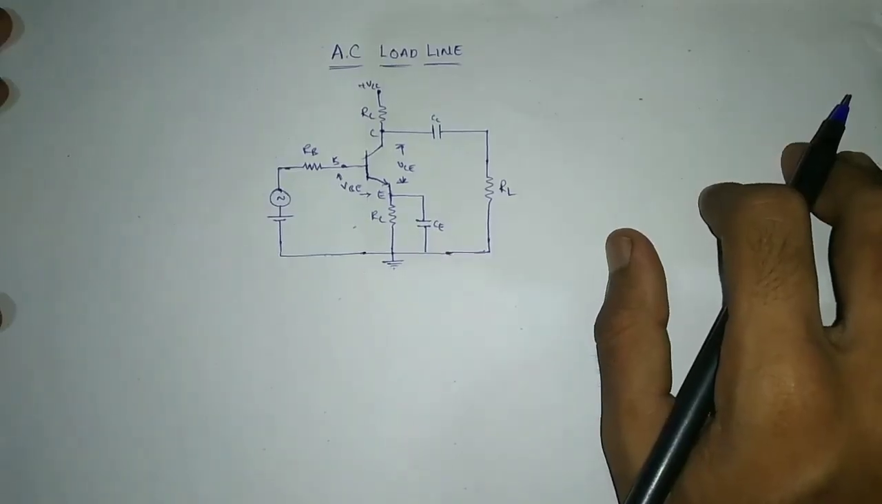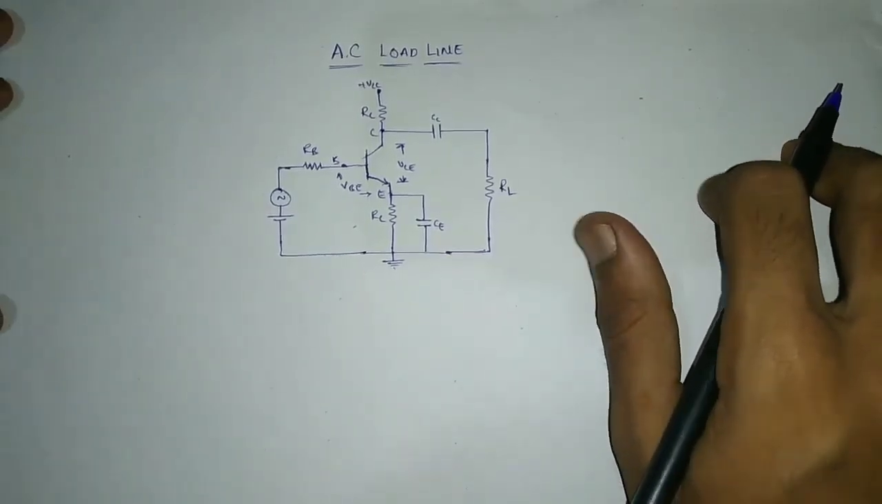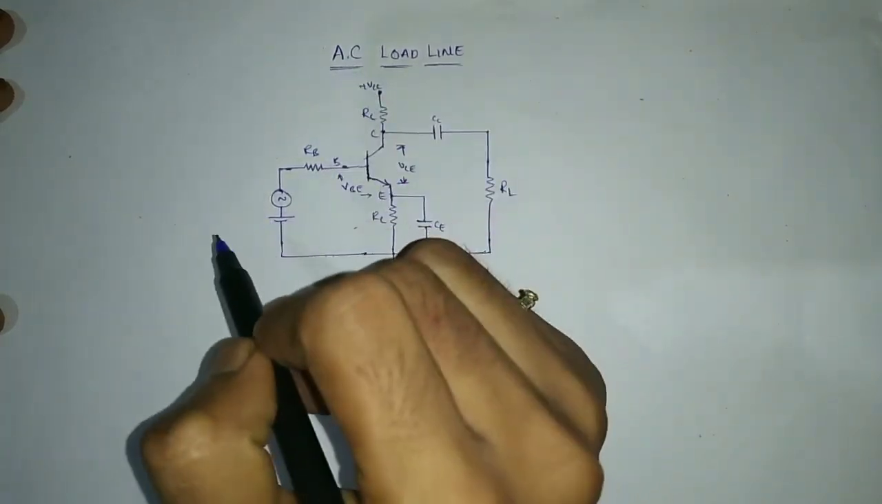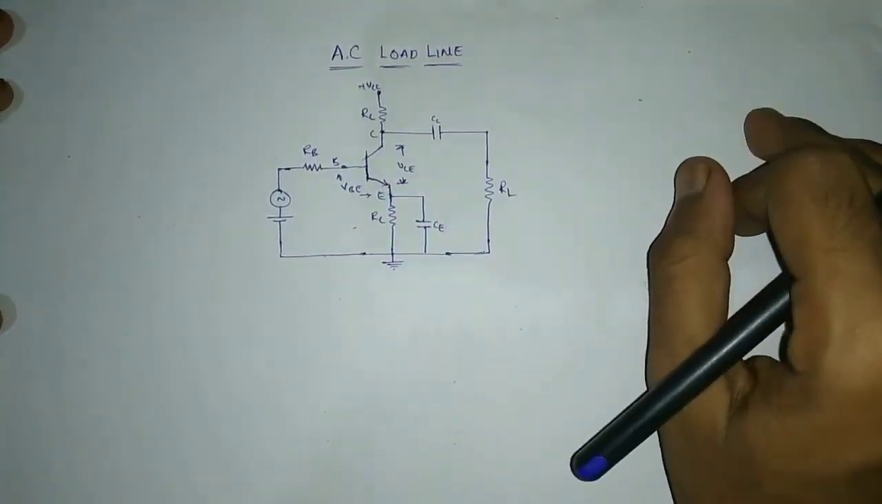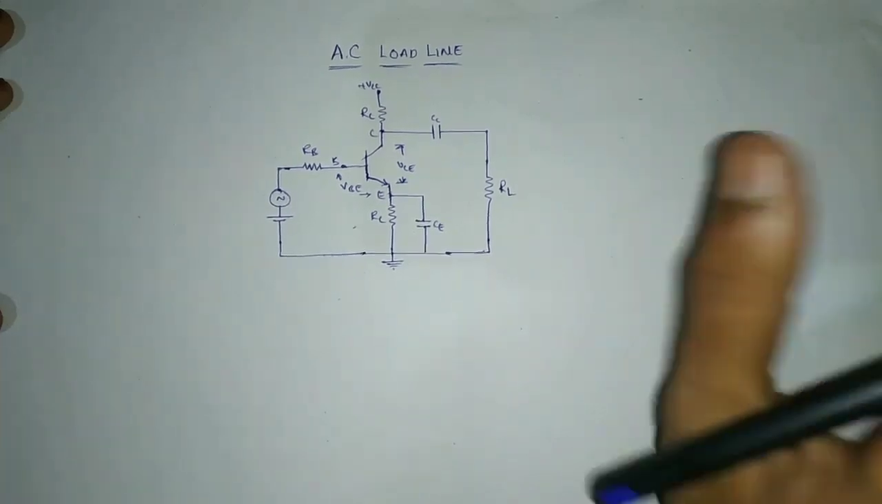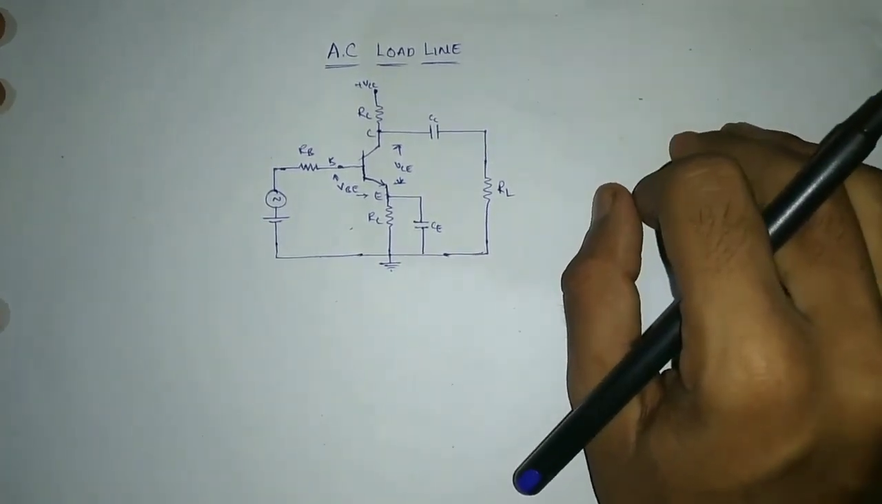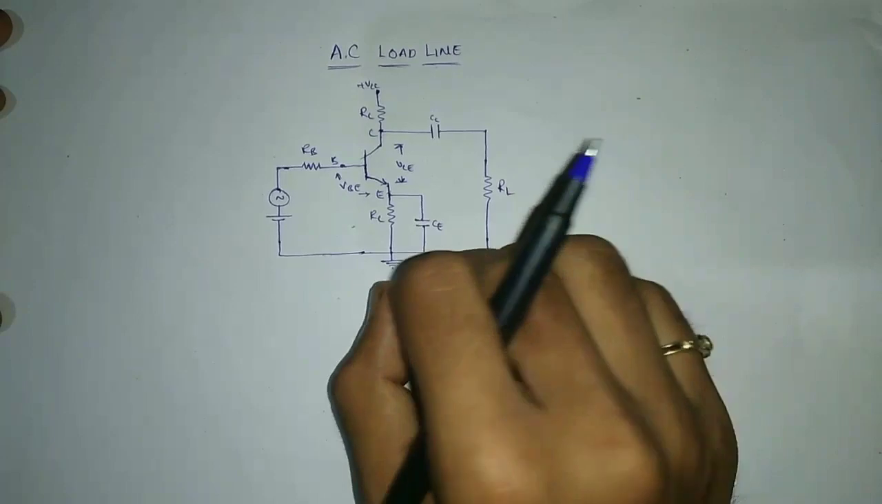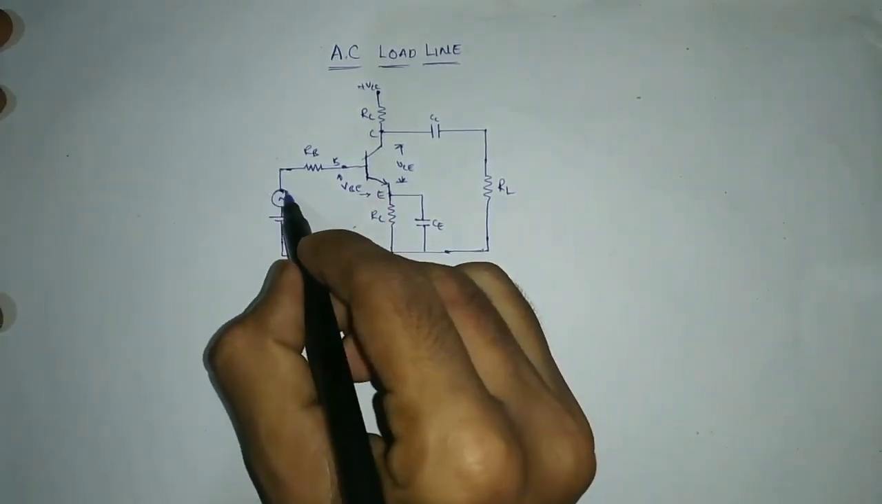We have seen about DC load line. Now we will understand what is AC load line. AC load line is also a line drawn on the output characteristics of the CE mode amplifier, but in this we are applying AC input.